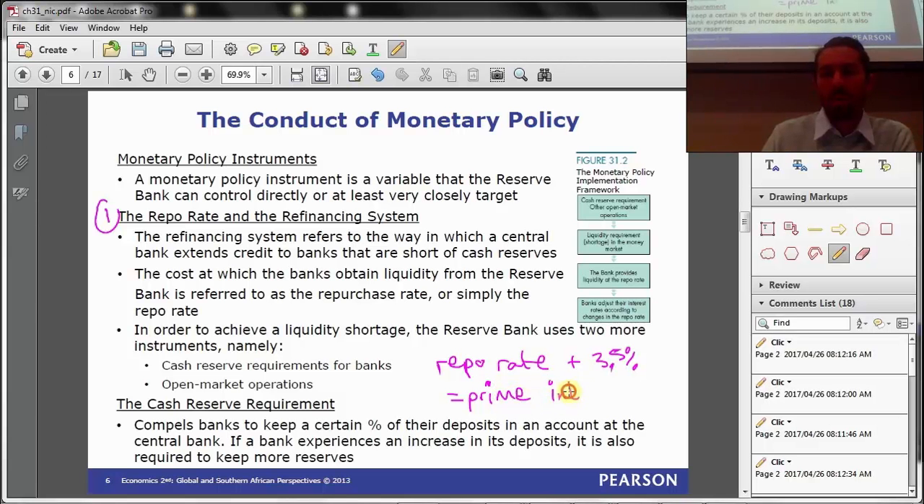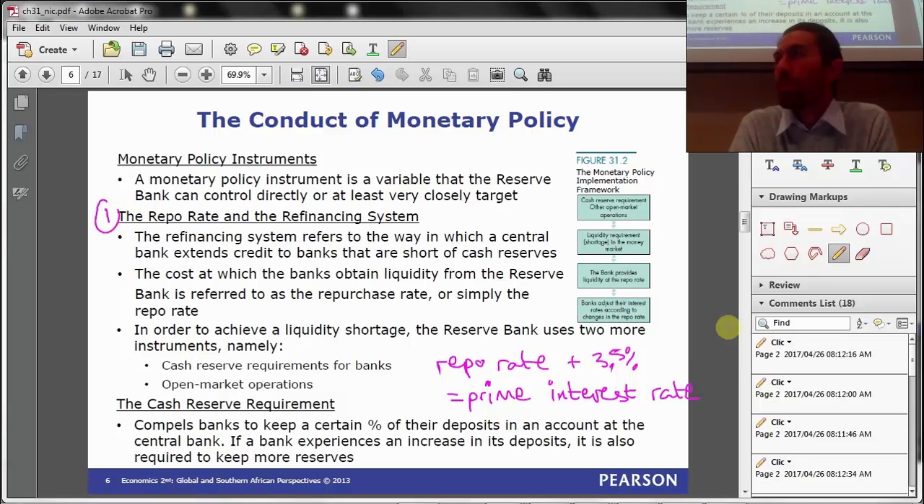So when you want to go to the bank to borrow, you will usually get a rate that's quoted as the following: prime plus 2 or prime minus 1, right? What that means is that the commercial bank will charge you whatever the repo rate is plus 3.5% plus some adjustment factor in terms of your risk profile, right?